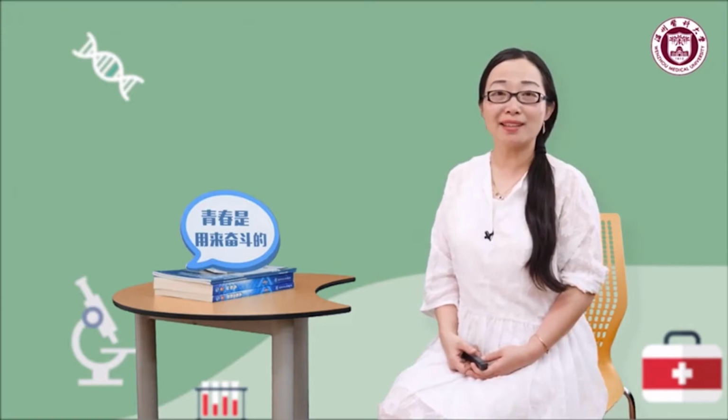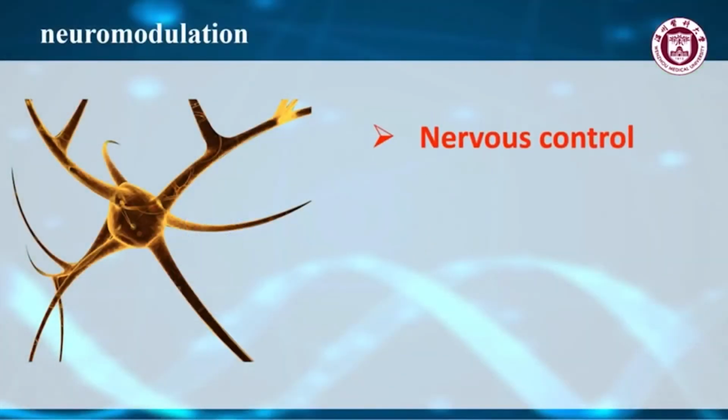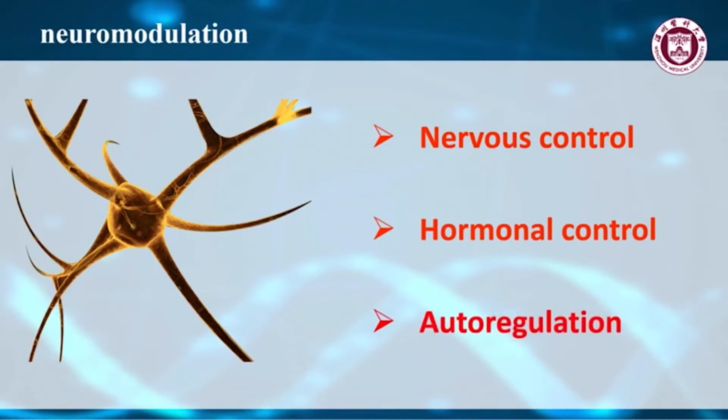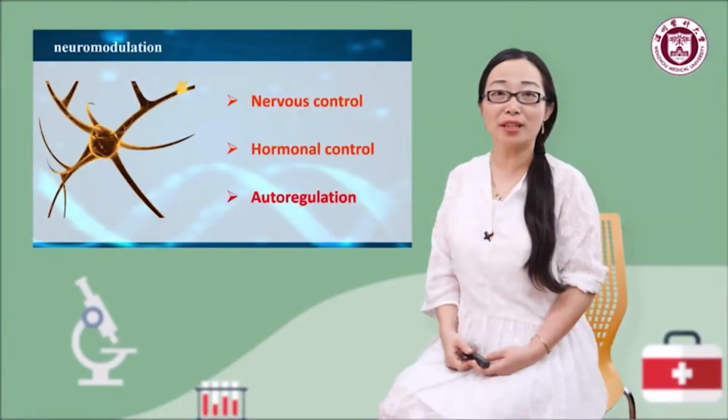You should know that there are three kinds of regulation pattern in our body. The first one, nervous regulation. The second one, hormonal regulation. And the last one, autoregulation. Among these three, nervous regulation is the most important.